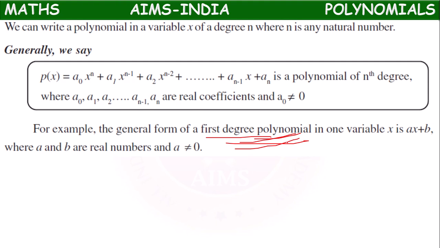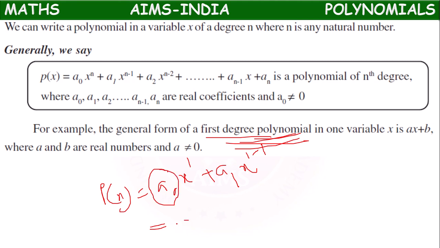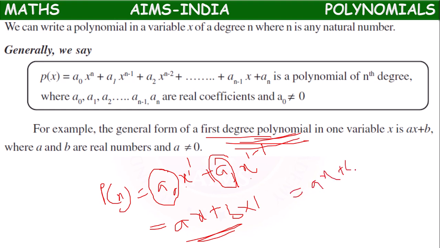means, so what we will get, first degree polynomial means p of x equal to a0 x to the power of 1 plus a1 x to the power of 1 minus 1. In the place of a0 coefficient, we are taking a, x power 1 means x. In the place of a1 coefficient, we are taking b, x power 1 minus 1 means x power 0 means 1, so simplification, ax plus b into 1, b.